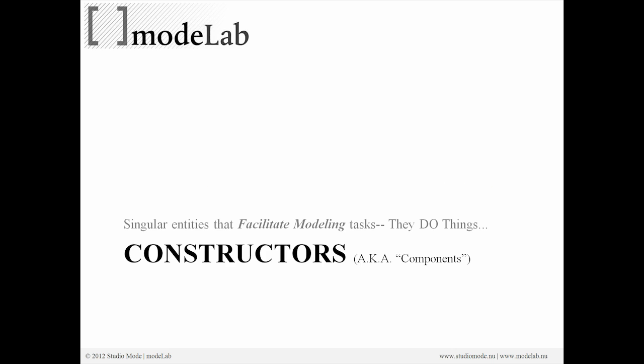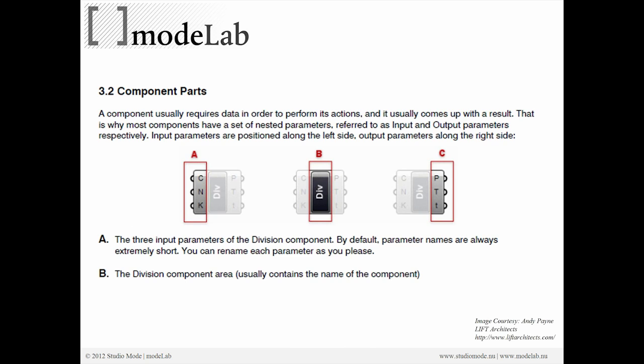A constructor, aka a component, is really a singular entity that facilitates modeling tasks, aka they do things, right? But regardless of which one you're using, you'll notice that all objects, with the exception of just a couple, have on the left something referred to as inputs, on the right outputs, and in the middle something which is typically the name of the object. This image is courtesy of Andy Payne over at Lift Architects.